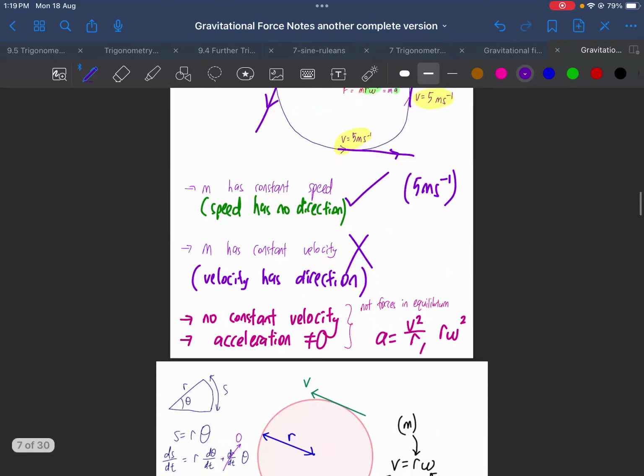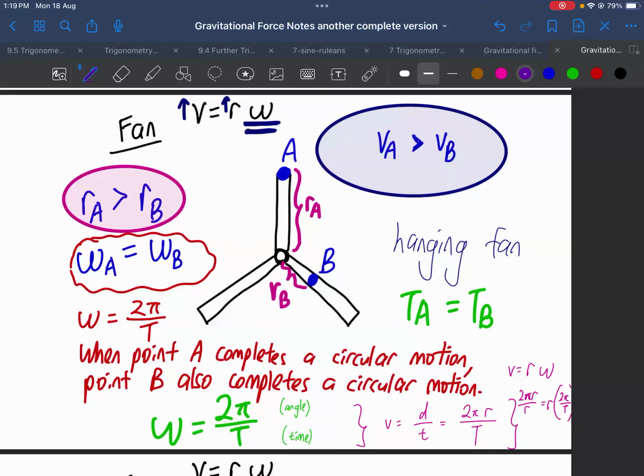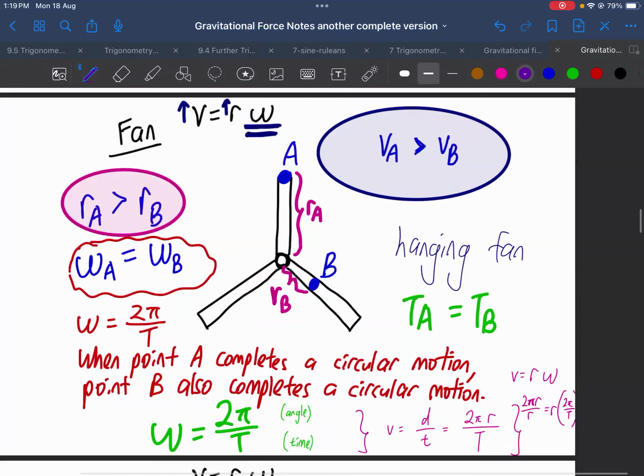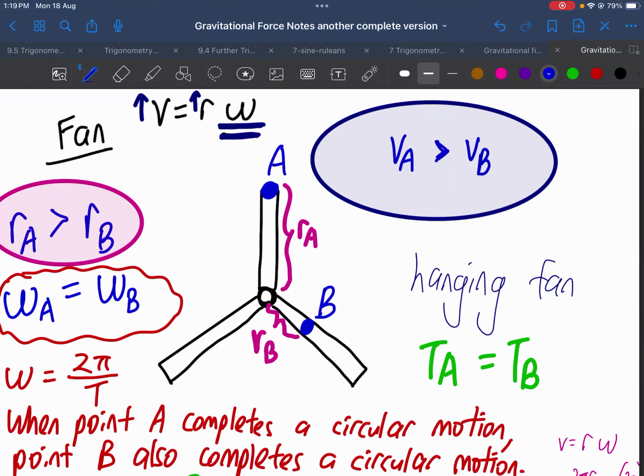Okay, so now do you know omega equals 2 pi over T? Yeah. And the capital T is the period. All right. Okay. And you know, let's say this is a fan. This is a rotating fan. Now, point A is basically at the edge of the fan, and point B is somewhere at the midpoint of a blade of the fan. All right.